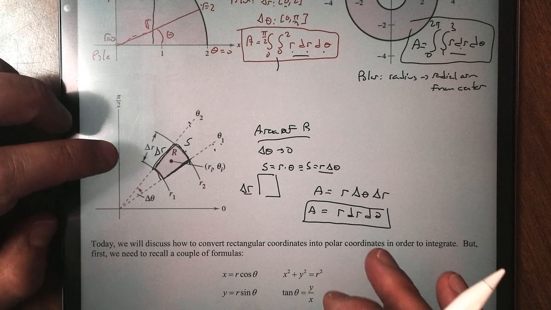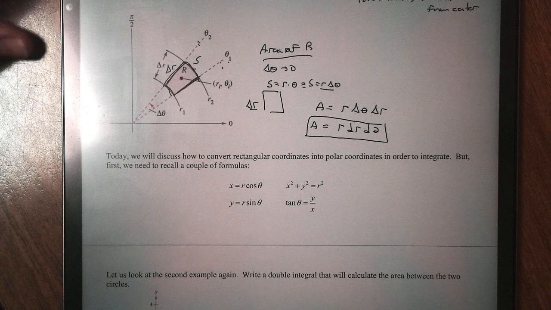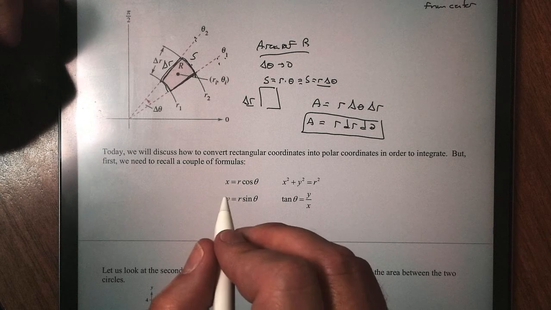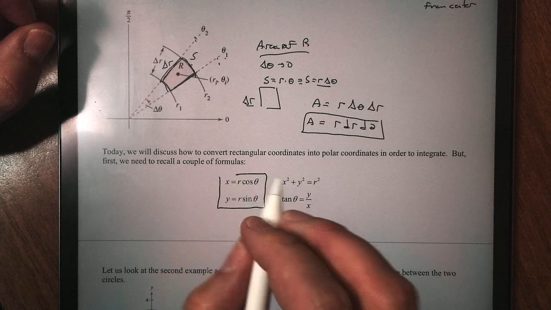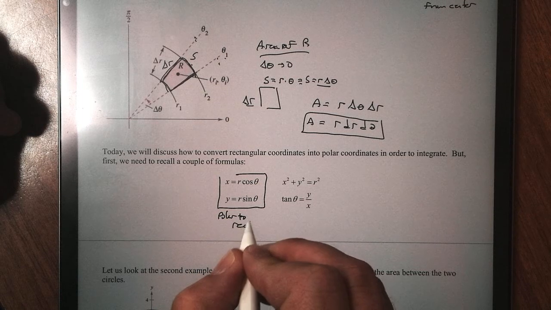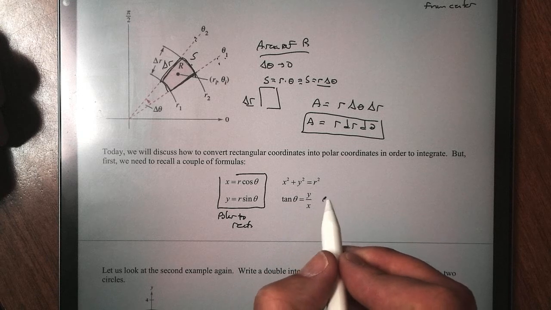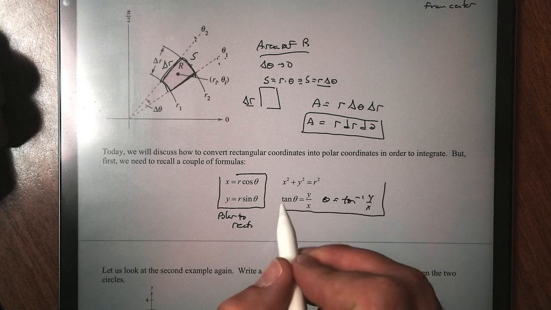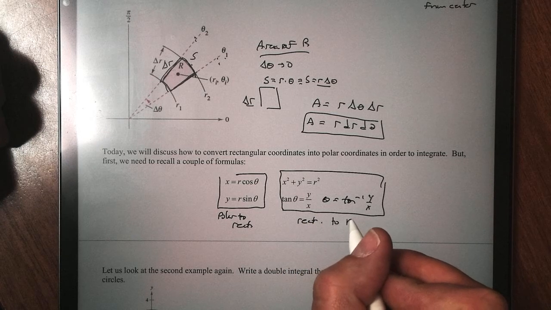So today, we're going to discuss how to convert rectangular coordinates into polar coordinates in order to integrate. But let's review a few little formulas. These are from pre-cal, where we have x equals r cosine theta, y equals r sine theta. This would be how we would convert polar to rectangular. And over here, x squared plus y squared is r squared, and to get the angle, theta equals inverse tangent of y over x. This would be how we would convert rectangular to polar.